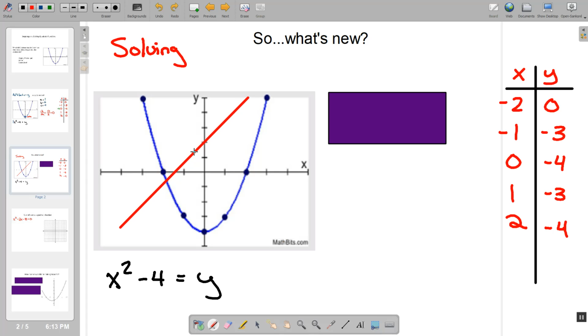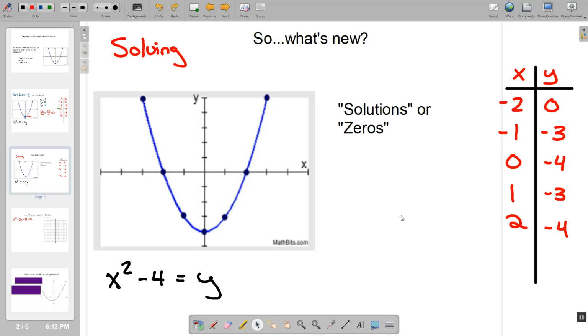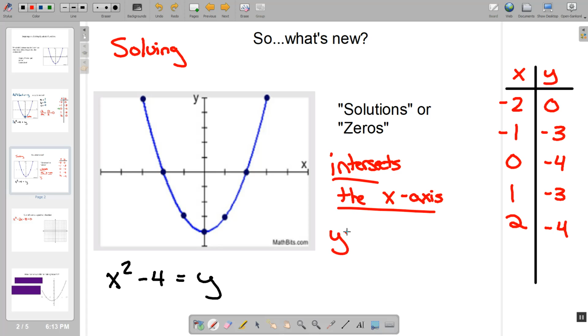Well, for quadratic functions, the solution is called a 0 because it's where it intersects the x-axis, okay? And that would be where y equals 0, because y is equal to 0 at the x-axis. Now I have that same typo over here. Okay, so a solution is the same thing as a 0.